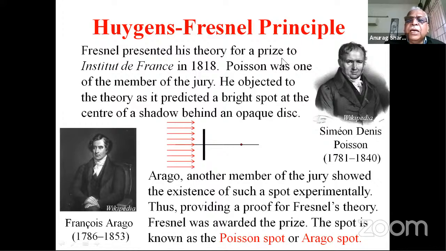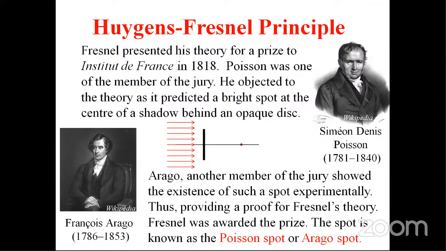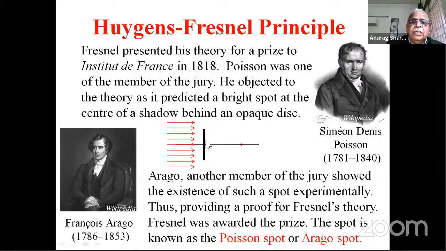Fresnel presented his theory for a prize to the Institut de France, which was the Academy of France at that time, in 1818. Poisson was one of the members of the jury. He objected to the theory as it predicted a bright spot at the center of a shadow behind an opaque disk. So if you have a small opaque disk here, open on the other side, and you illuminate it with, say, a plane wave or a spherical wave, then the theory predicted that on the axis, just behind the disk in the shadow region, there'll be a bright point. Other regions will be dark, but this will be a bright point. It looked very absurd that behind the shadow, in the center, you have a bright point.